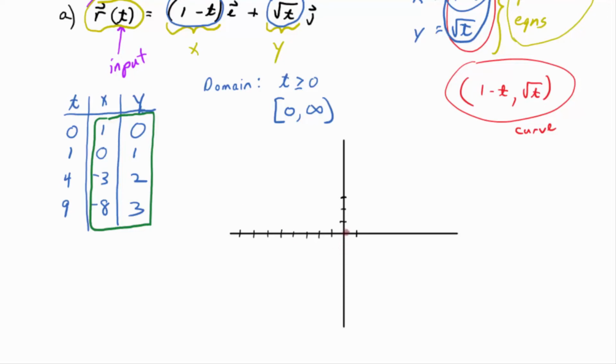1, 0 right here. 0, 1 here. Negative 3, 2 right here. And then negative 8, 3. So if I counted right, it'd be right about there. I didn't go up high enough, I don't think.